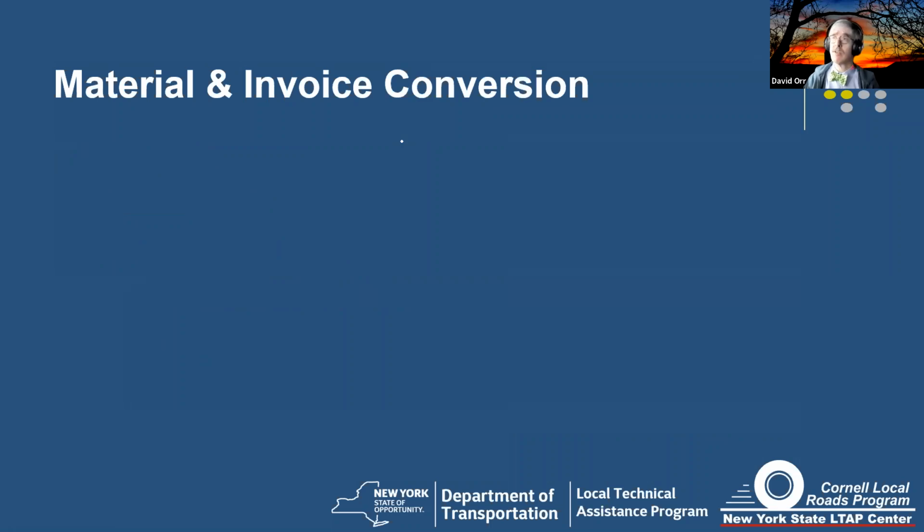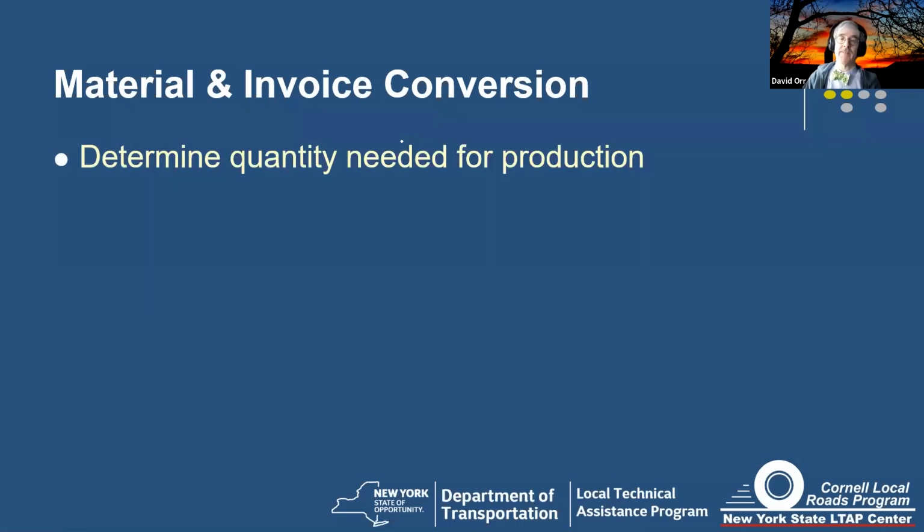Now, in terms of material to invoice conversion, remember, at the end of the day, we're trying to get a cost per unit. That cost per unit could be linear or it could be area, but the key is you've got to determine the production rate. So what you first have to do is determine the quantity needed for production. And remember, that's for an entire day.